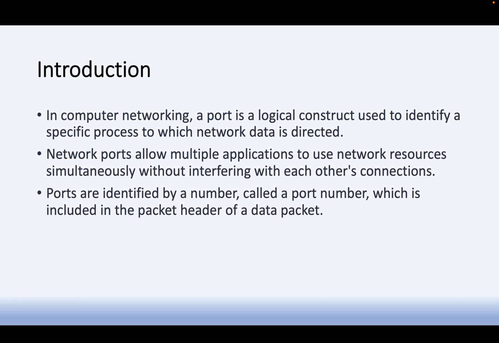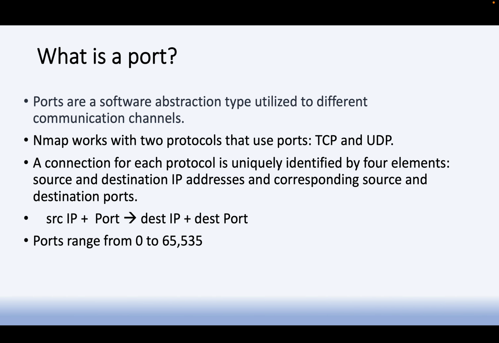Different applications and services use different port numbers, which are standardized by the IANA to prevent conflicts between different services running on the same machine or network. Think of a port as a type of software abstraction used to differentiate communication channels with the host machine. It's similar to IP addresses, which identify devices on networks, but instead of identifying machines, ports identify specific applications being used on a single machine.